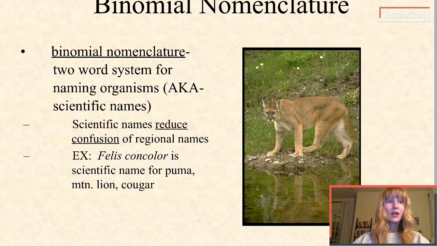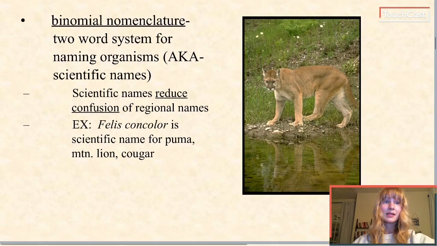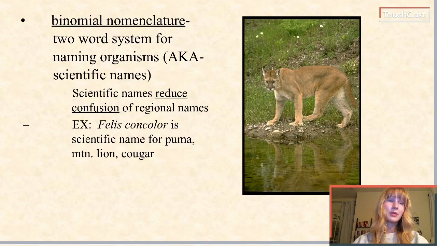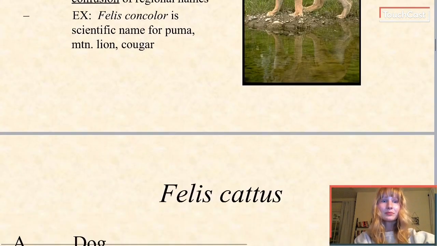If you're talking to anyone around the world that's in the scientific realm and they are doing research on these animals, they would know it by its scientific name. So for this example here, this cat that you see in the picture, its scientific name is Felis concolor, which is the official name for what we say is the puma, mountain lion, or cougar. So that's even within the United States. Speaking the same language, we have different names based on where we are regionally.